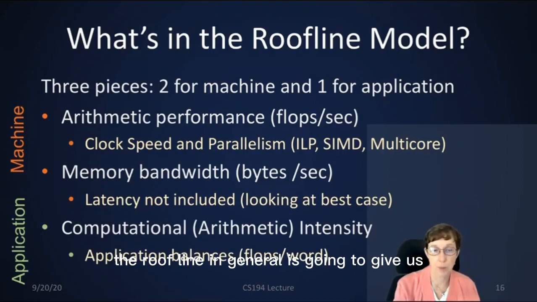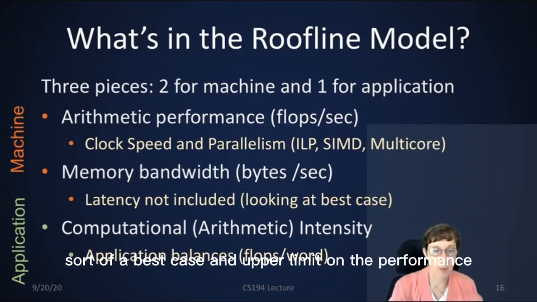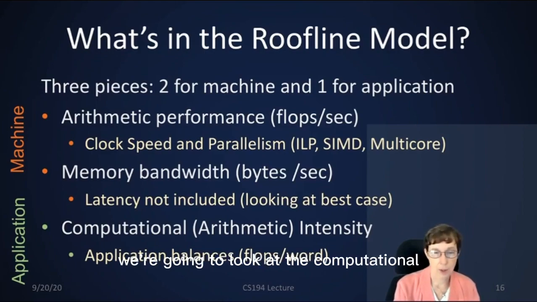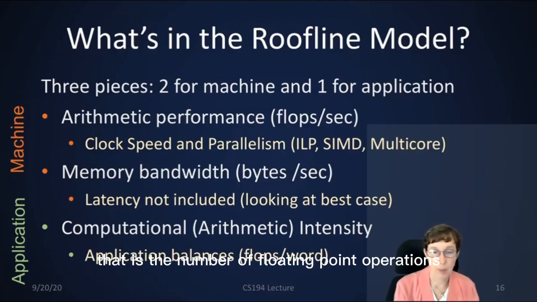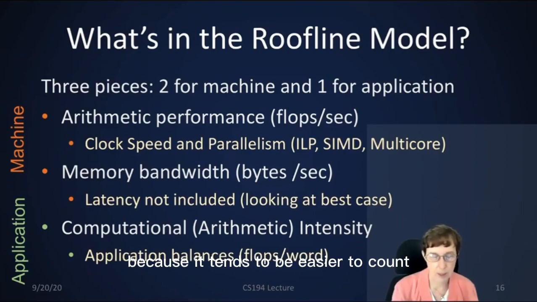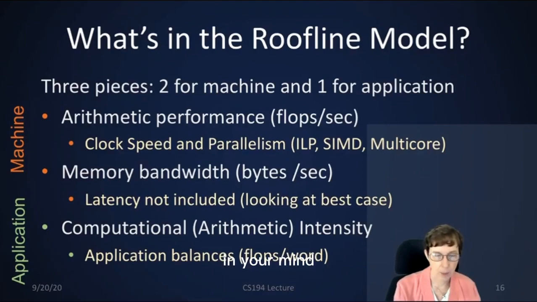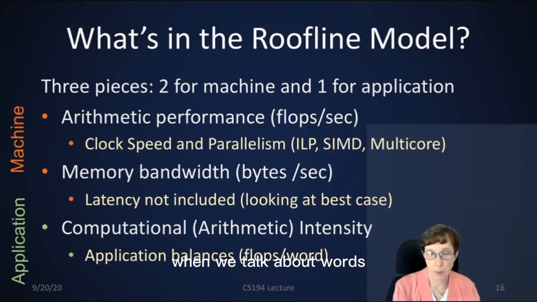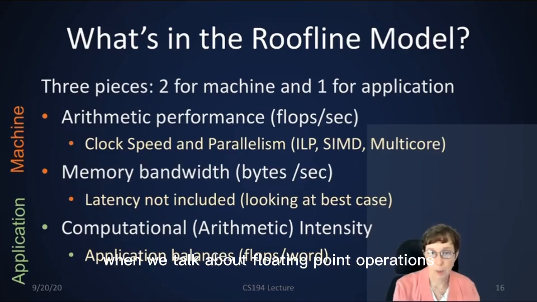And in fact, the roofline in general is going to give us a best case, an upper limit on the performance. At the application level, we're going to look at the computational or arithmetic intensity and the balance, that is the number of floating point operations per word. It can also be floating point operations per byte, or if you're using something like integers, it could be integers per byte or per word. We tend to use word because it tends to be easier to count in your mind, but a lot of other people in a lot of other papers actually will use bytes rather than words. When we talk about words, we have to be careful, just as we are when we talk about floating point operations.